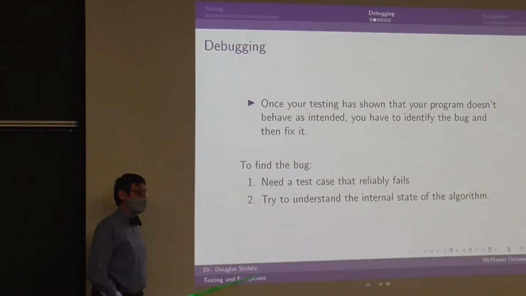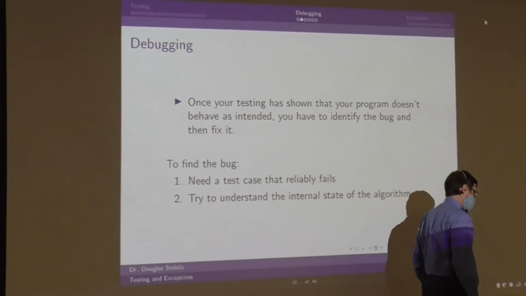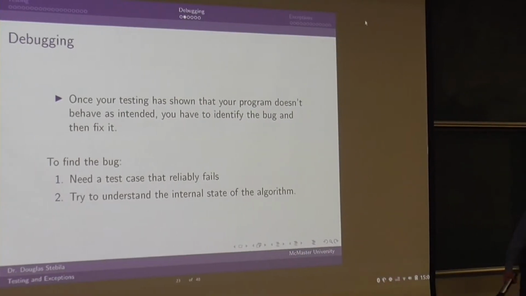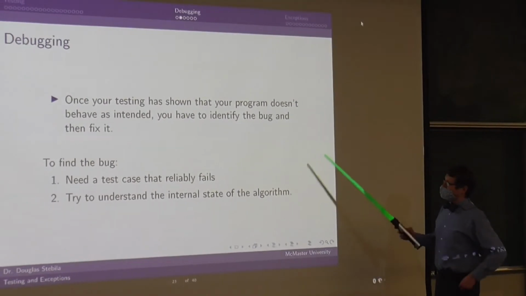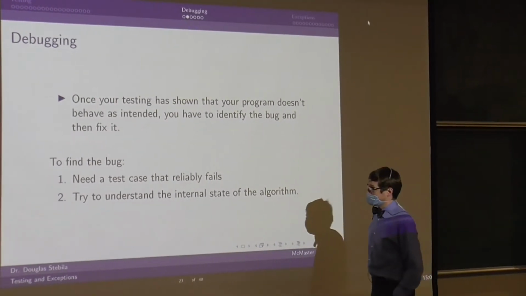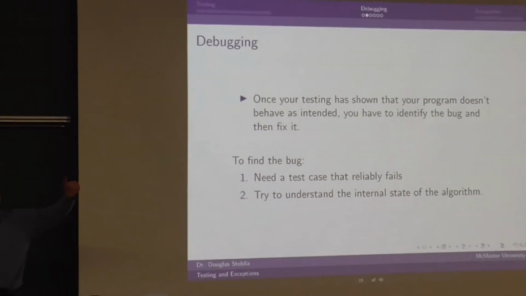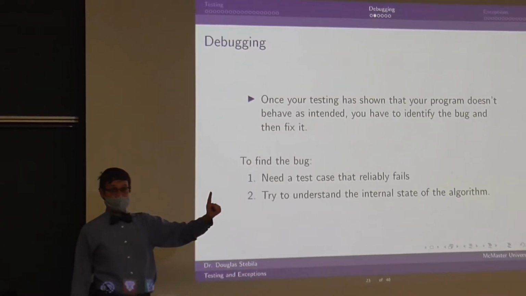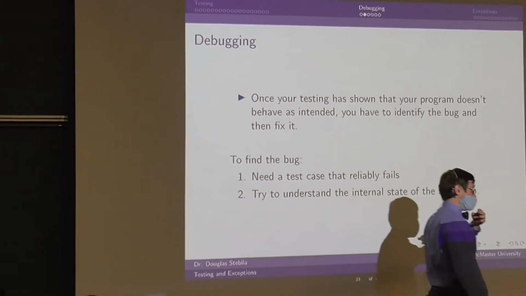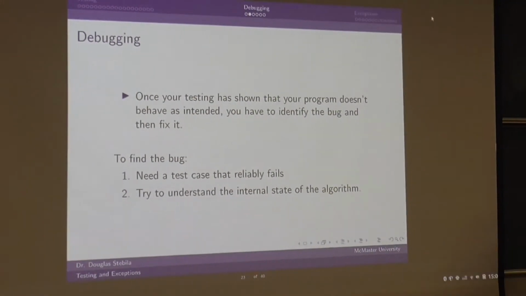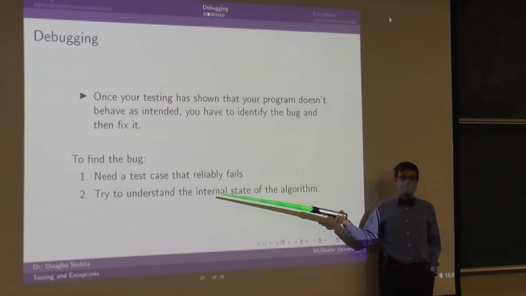So, we've talked a lot about testing. Now what do we do if we encounter a failed test case? Once your testing has shown that your program doesn't behave as intended, you have to identify the bug and then fix it. To find the bug, you need, number one, a test case that reliably fails, and number two, you need some way of understanding the internal state of the algorithm, right? So the key word in this sentence is reliably.